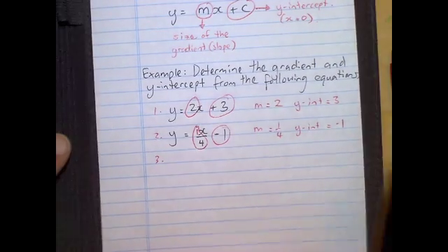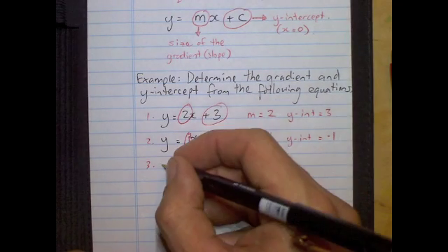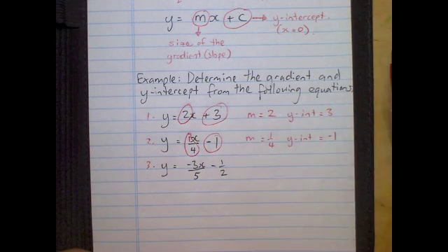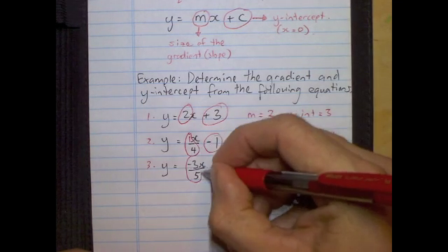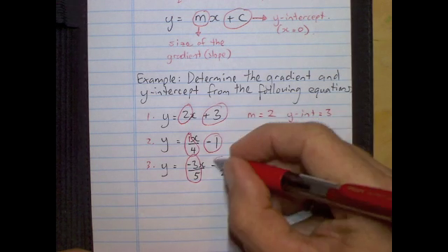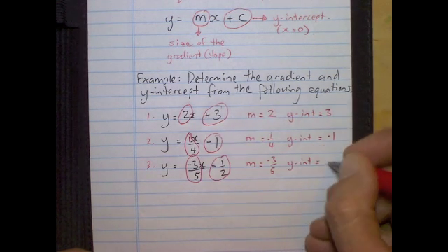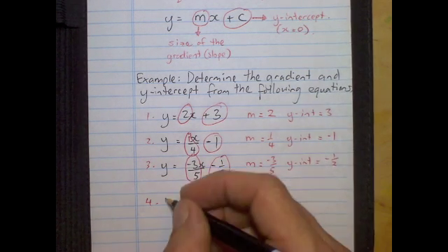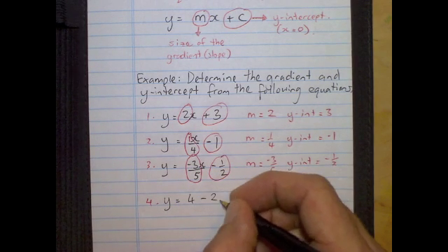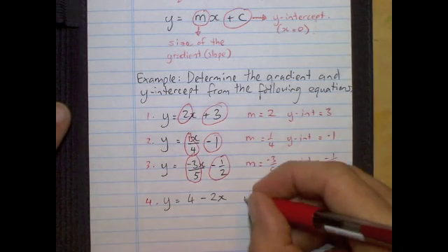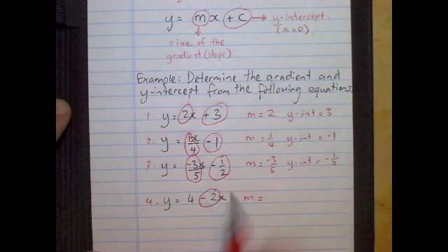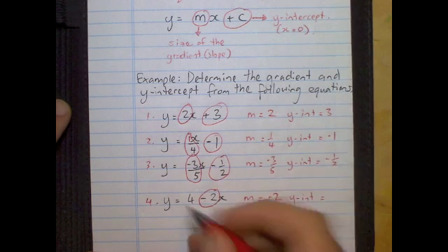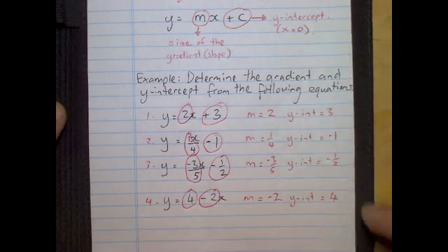Okay, another example. y = -3x/5 - 1/2. So our gradient there again, it's the value in front of the x, which is -3/5. And our y-intercept is -1/2, our constant there at the end, or number by itself. All right, a final example here. y = 4 - 2x. This is commonly done incorrectly, but our gradient there is in fact -2. So the negative is attached with the 2 there. And our y-intercept is the constant, or the number left by itself, which is 4.